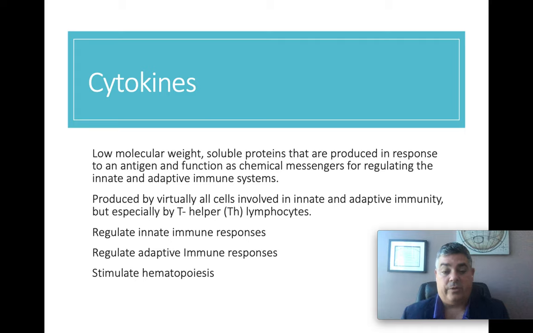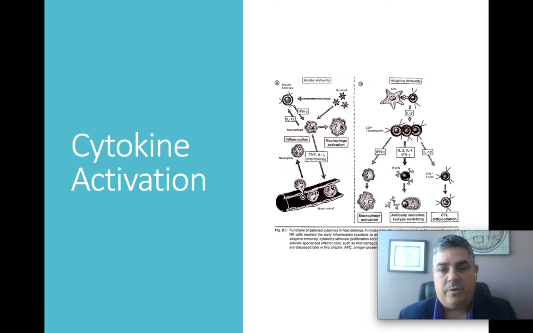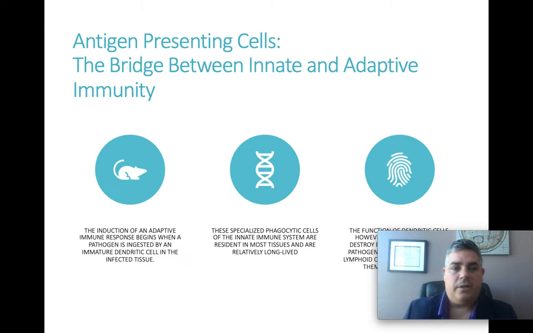They also offer the ability to regulate the innate and adaptive immune systems. So the cytokines don't just have the ability to produce inflammation, but they have other functions as well, and they even stimulate hematopoiesis. So we can see there's a variety of cytokines that are released on both the innate and the adaptive side of the immune system. There are many, many different types of cytokines, and they're characterized mostly by their function as well as by which cells release them. But one cytokine can be released by a variety of different immune-related cells.